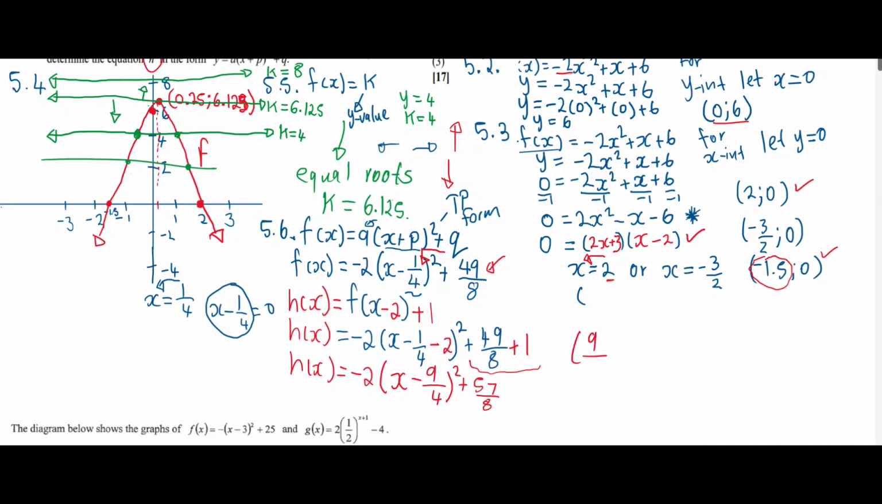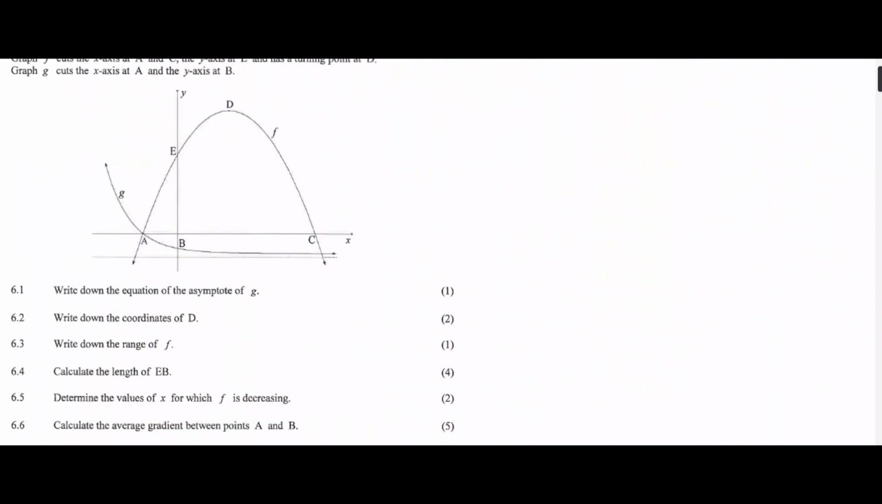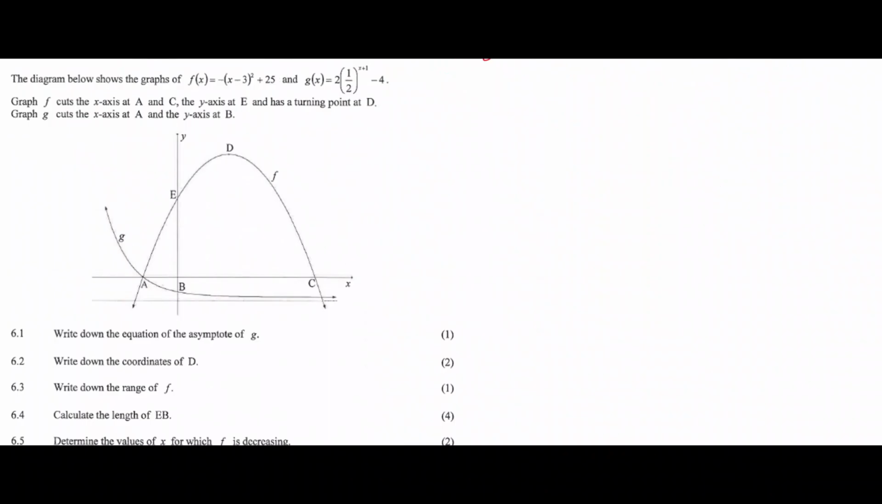Possibly a question can ask you for the turning point of this. The turning point is just going to be 9 over 4 and 57 over 8. That's going to be the turning point of this new function. But for this question, I think we're done. Now let's move on to another question. Let's do this quickly. I hope you're now gaining momentum. You're in it now and you understand what's happening, right?